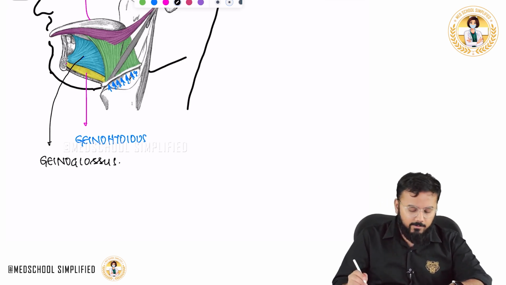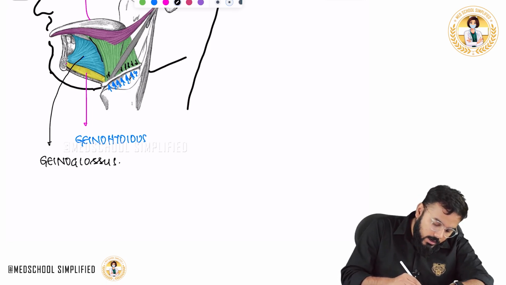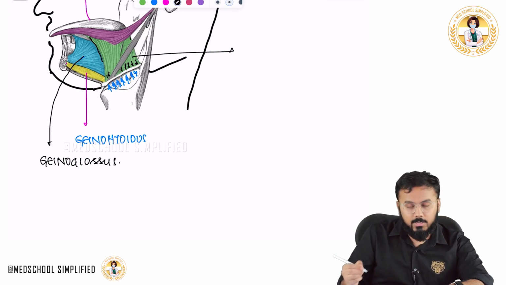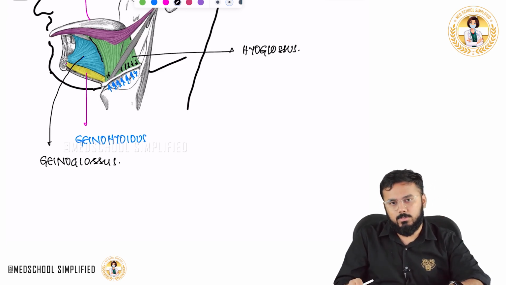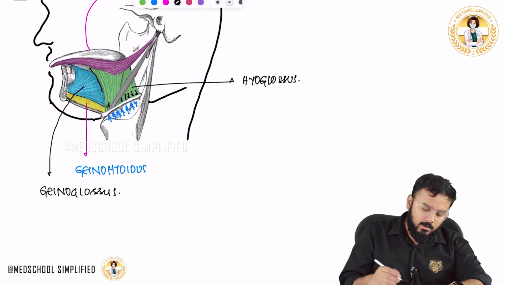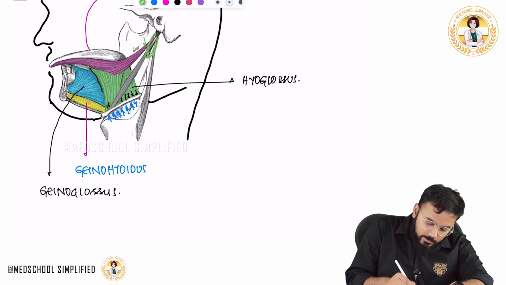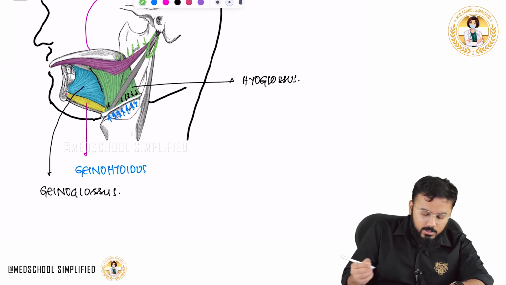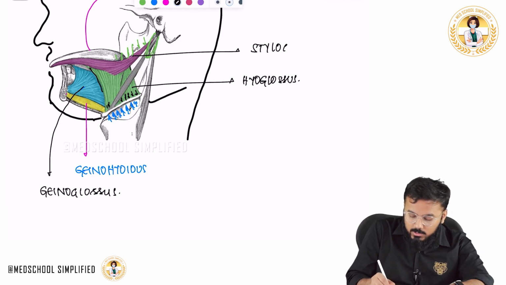After the genioglossus muscle, you see a muscle coming directly from the hyoid bone, going all the way up and attaching here. This particular muscle is called the hyoglossus muscle. And finally, from the styloid process, you see this particular process over here is called your styloid process. From the styloid process, you see this muscle coming like this. This is called the styloglossus muscle.